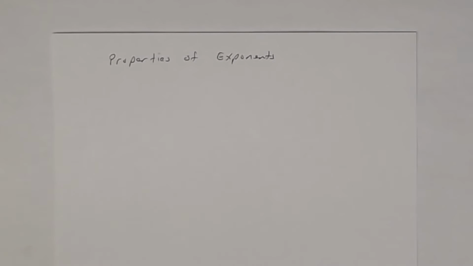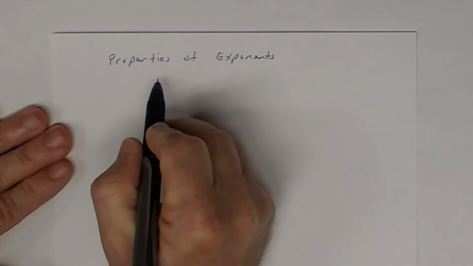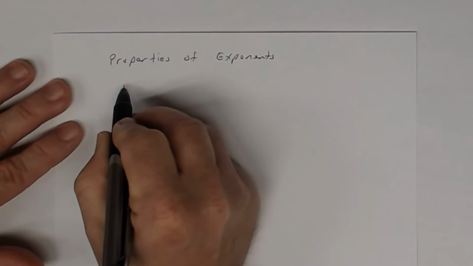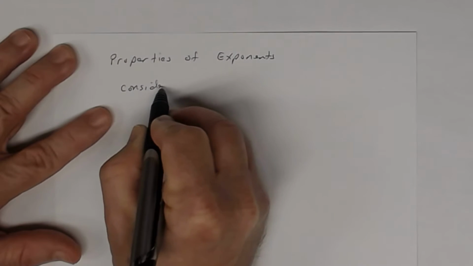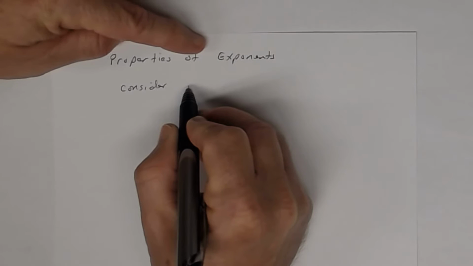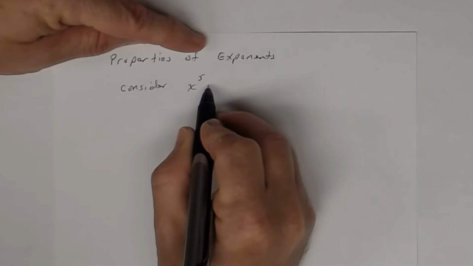In this lesson, we're going to look at other properties of exponents. There's some other properties of exponents in addition to what you've learned before. Before we begin looking at those properties, let's remind ourselves what this expression means. So recall this expression. If I had x to the fifth power, remember what that means.